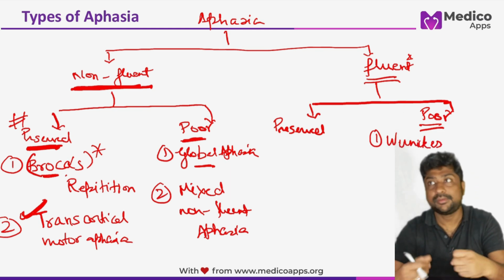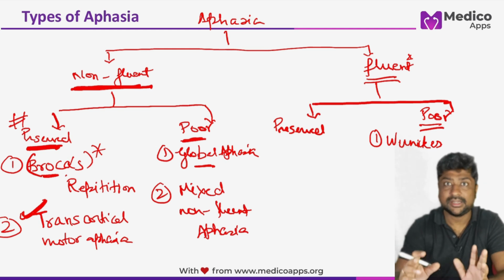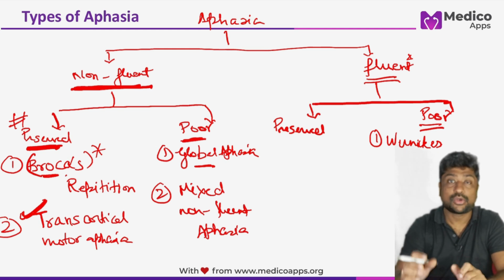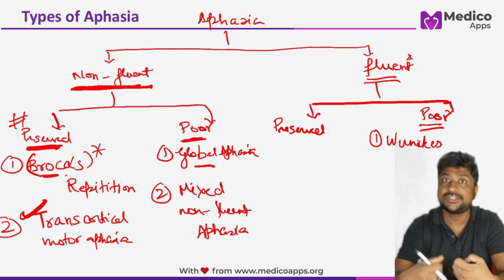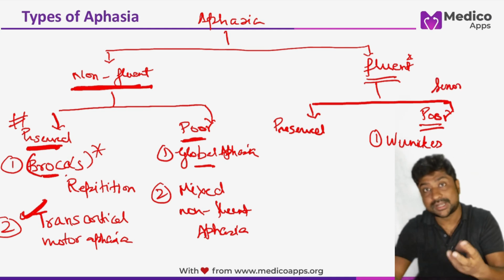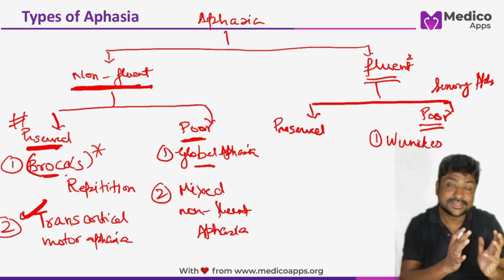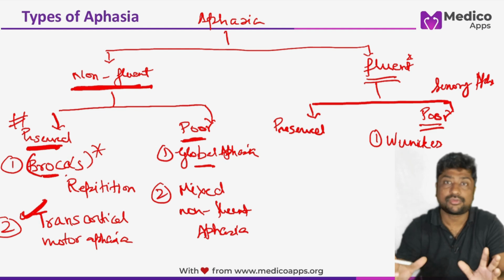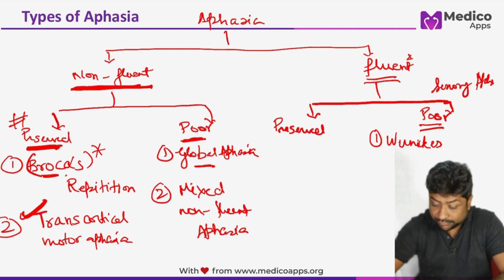What happens in Wernicke's? Here the patient is able to speak. He will be speaking left, right, anything. It will be like a word salad, and most of his speech will not make any sense. Also, when you talk to him, it will feel that he is not understanding you. He is not able to comprehend. So remember, this is a sensory aphasia. He is not able to understand, but because Broca's area is not impacted, he will be able to speak. He will be speaking a lot of nonsensical things, but very fluently. So this is your Wernicke's.